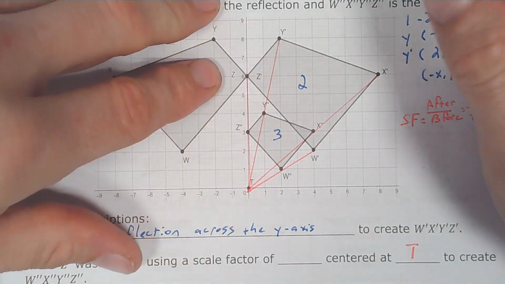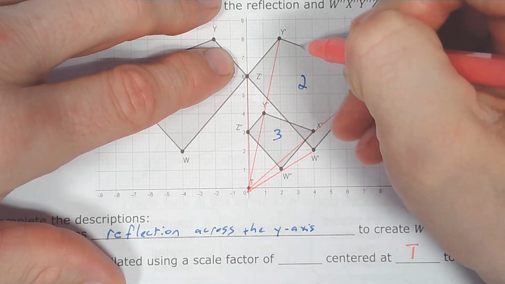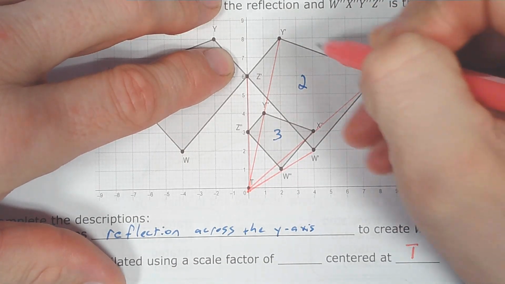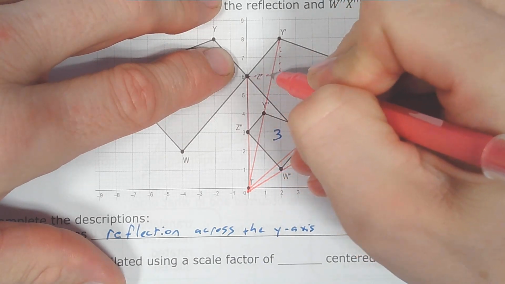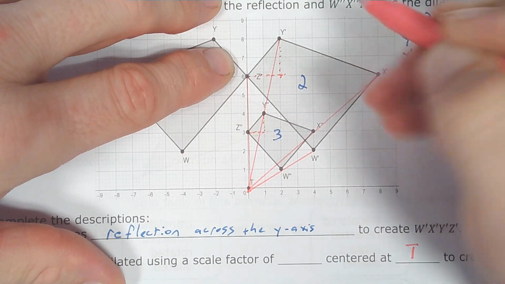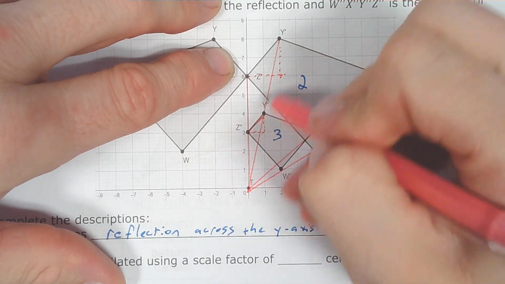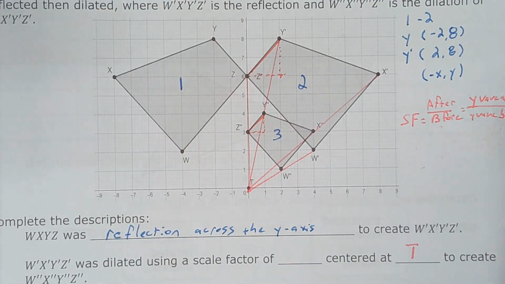So let me figure out something else here. All right, so let's do this line. I'm going to do this line here. Okay, so this line. Okay, let's turn it to green.